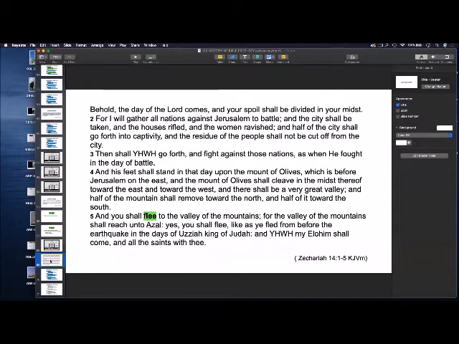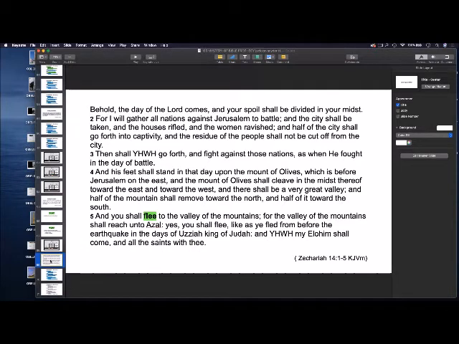And his feet shall stand in that day upon the Mount of Olives, which is before Jerusalem on the east. And the Mount of Olives shall cleave in the midst thereof, toward the east and toward the west. And there shall be a great valley, and half of the mountain shall remove to the north, and half of it toward the south. And ye shall flee to the valley of the mountains, for the valley of the mountains shall reach unto Azel. Yes, you shall flee, like as you fled from before the earthquake in the days of Uzziah, king of Judah. And Yahweh my Elohim shall come, and all the saints with thee. Zechariah 14:1-5.